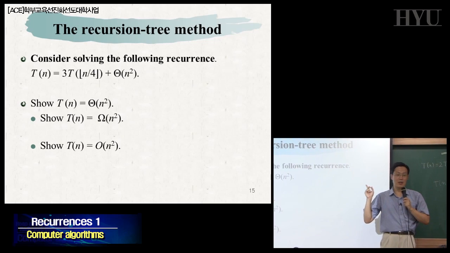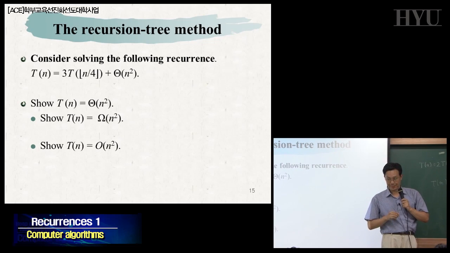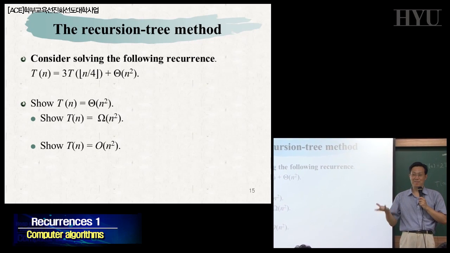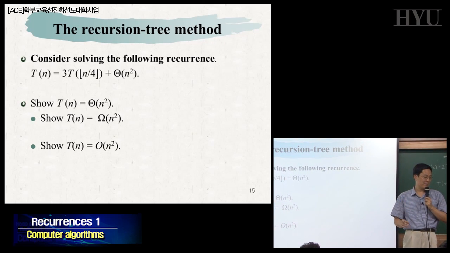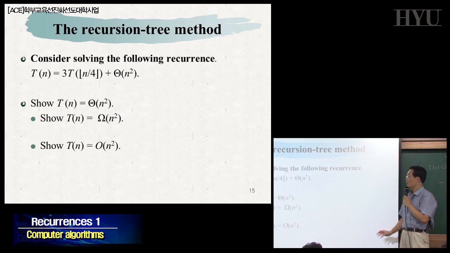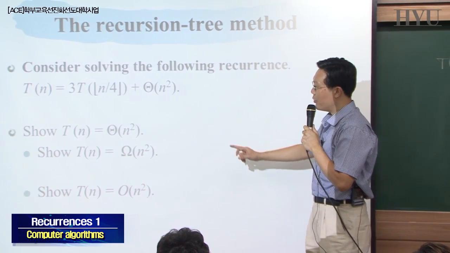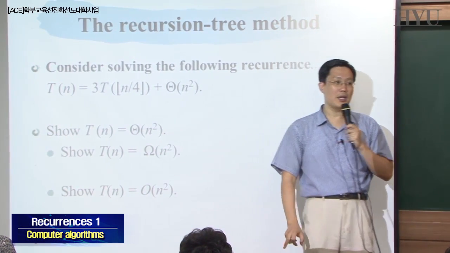So this recurrence doesn't look familiar. Okay? This is quite complicated. So I'll show you how to guess this solution. I will show you that it is theta of n squared.